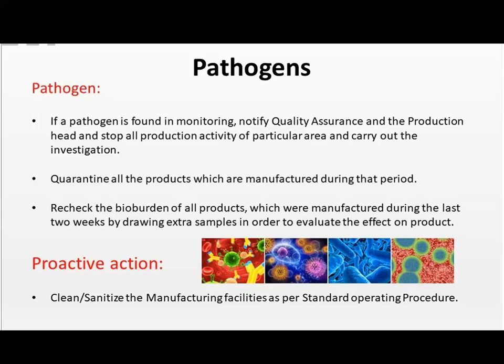Also, there's going to be cleaning and sanitizing of the manufacturing areas per your standard operating procedures. This is also going to happen when quality assurance stops manufacturing due to any type of action level being reached. They should have procedures in place to go in and clean the areas and then go back in and monitor those areas before that manufacturing starts up again.